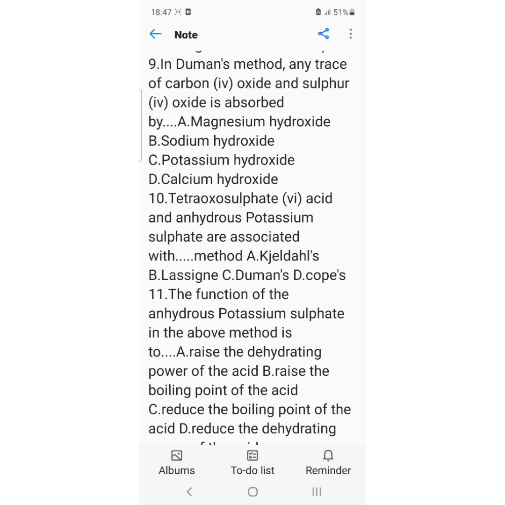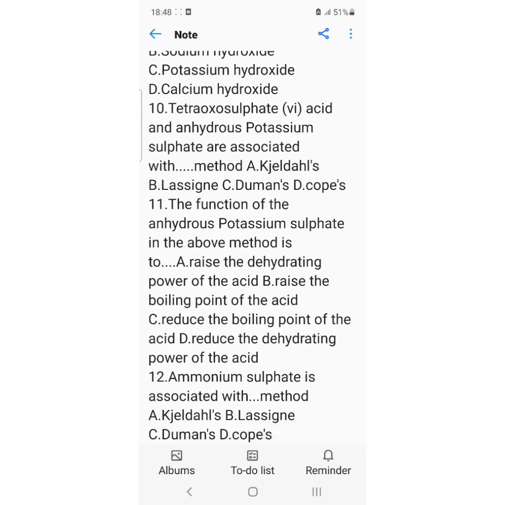Tetraoxosulfate(VI) acid and anhydrous potassium sulfate are associated with dash method. A, is it Gelder's method? Is it Lassen method? Is it Dumas method or Kjeldahl's method? Please, the aforementioned two compounds are associated with Gelder's method, which is A.